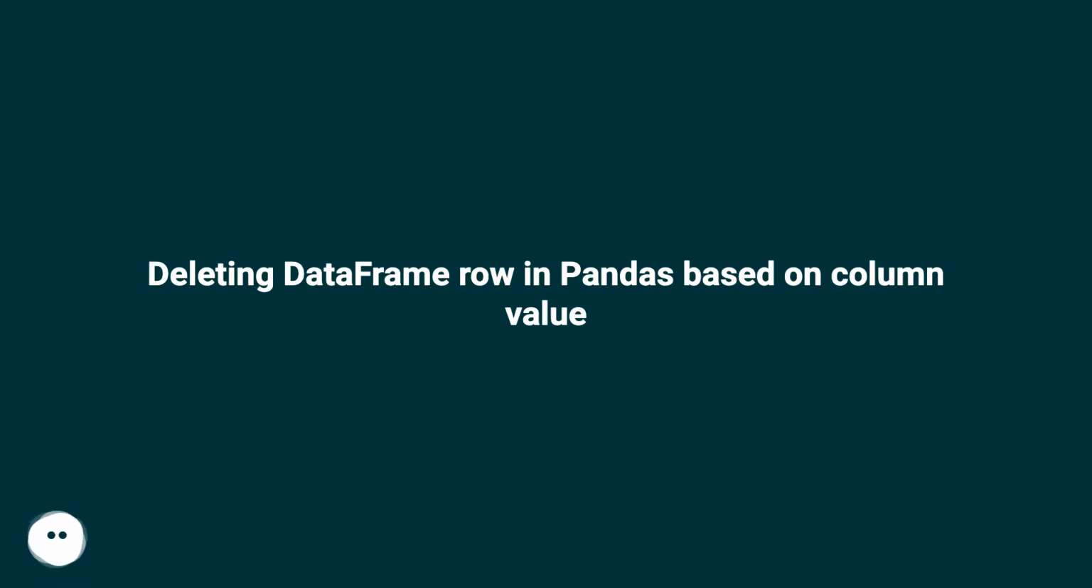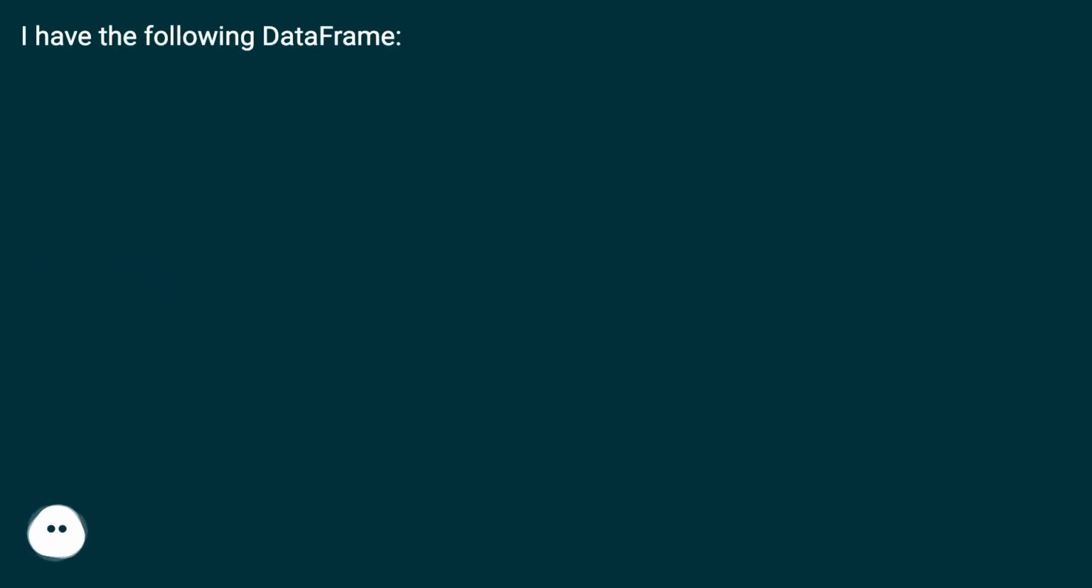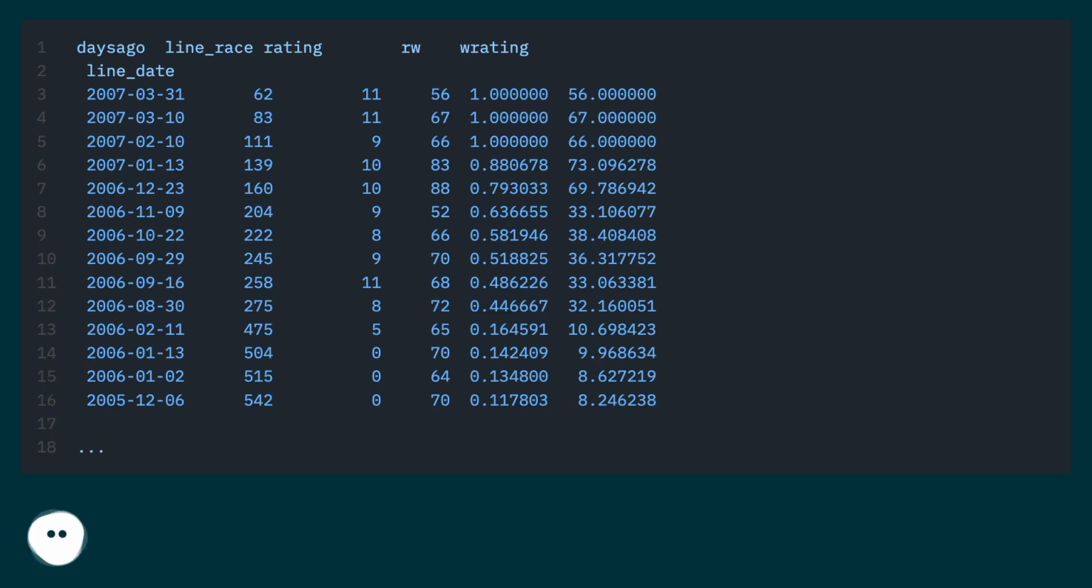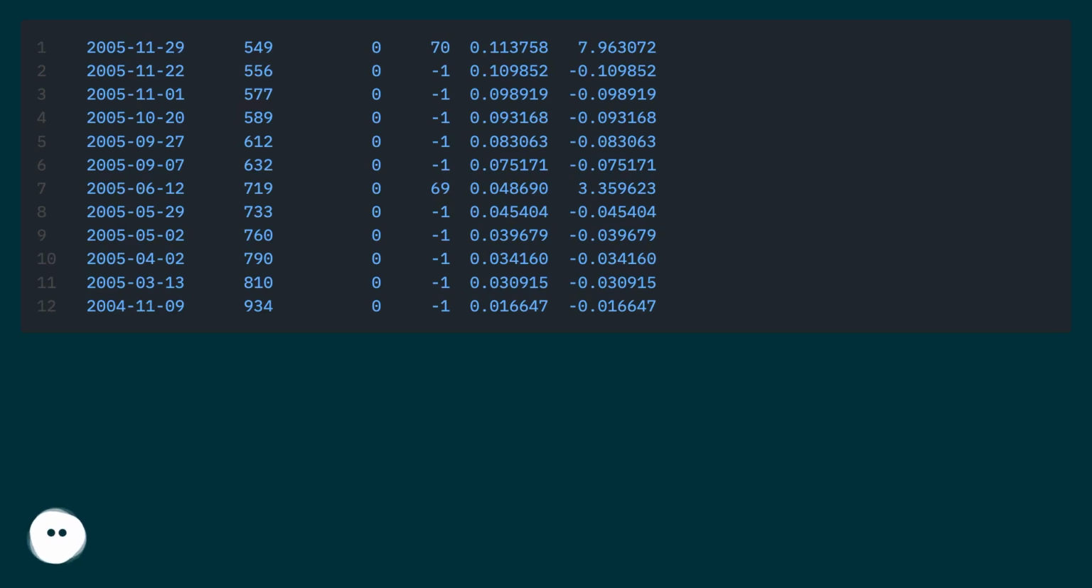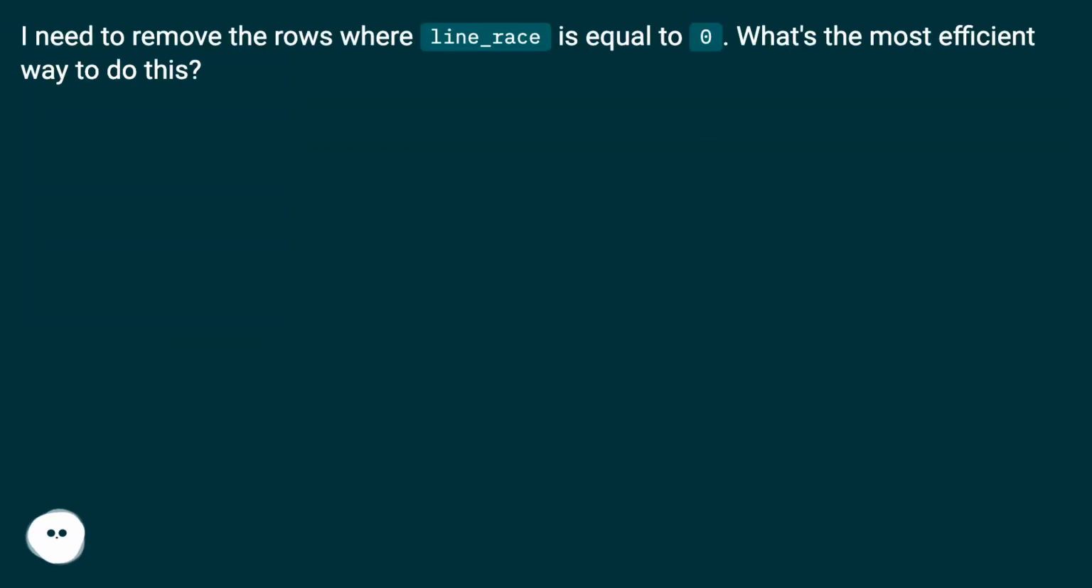Deleting data frame row in Pandas based on column value. I have the following data frame. I need to remove the rows where line_ace is equal to 0. What's the most efficient way to do this?